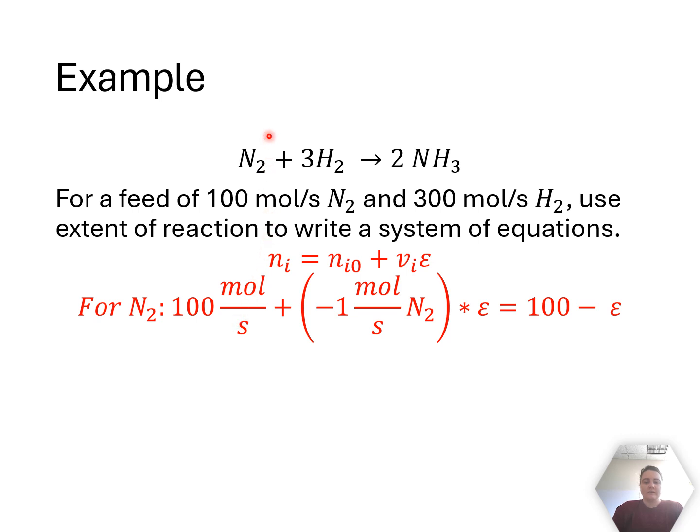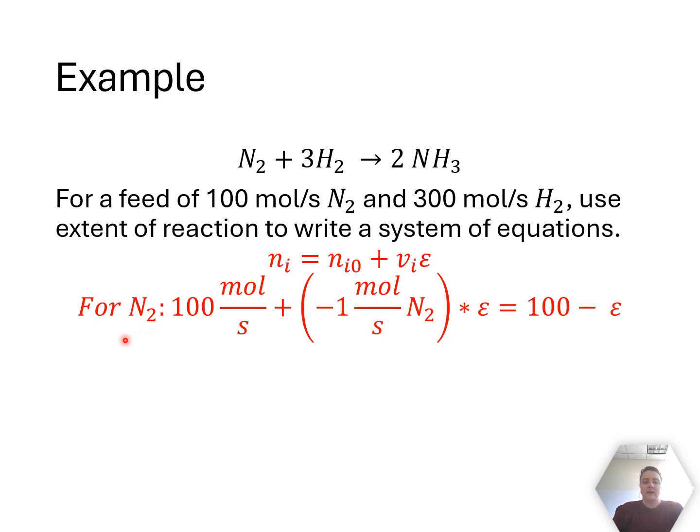Now, N2 is a reactant. So in this equation, this plus needs to be a plus or a minus, because a plus will be as if it's generated and a minus will be as if it's consumed. So we are going to consume 1 mole per second of N2 as we go through this reaction, because that's the coefficient, that's the V that goes in here. And then we don't know E, we don't know the extent of reaction. It's hard to measure. But if we simplify this, we get an equation that says 100 minus E, and that's going to represent what's happening for N2.